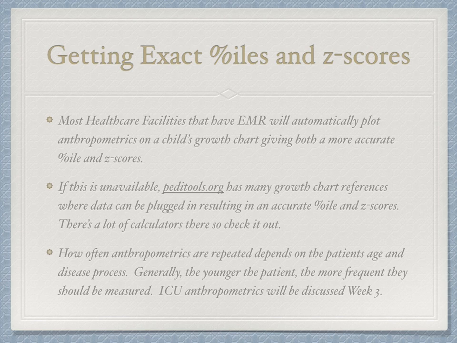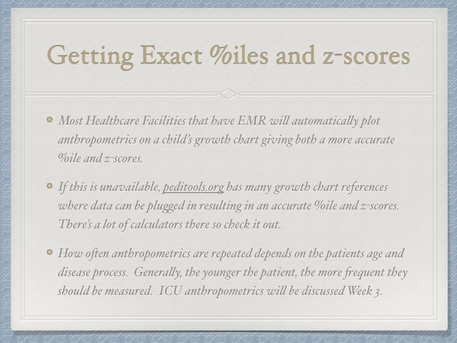The next question is, how often should anthropometrics be repeated? That depends on the patient's age and disease process. Generally, the younger the patient, the more frequent they should be measured and weighed. ICU anthropometrics will be discussed week 3. Just as an example, a baby is likely to be weighed every day with the OFC and length done weekly. For a teenager, unless there's a need to track weight for catabolic reasons or fluid reasons, likely the weight would be repeated weekly, and possibly you won't get a new height while the patient is inpatient.